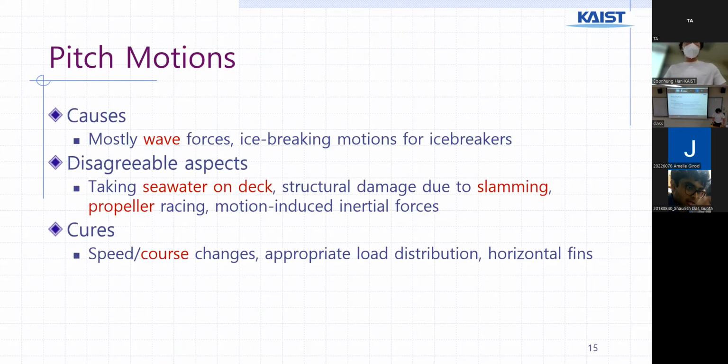Pitch motion: its main cause is wave force as well, and sometimes ice breaking when you're in an icebreaker. One of the consequences is that you can have water on deck because of the pitching motion. There can be structural damage due to slamming, propeller racing, and motion-induced inertia force as well. To counter that, you can change the speed or the course of your ship, or have an appropriate load distribution, or have some horizontal speed.